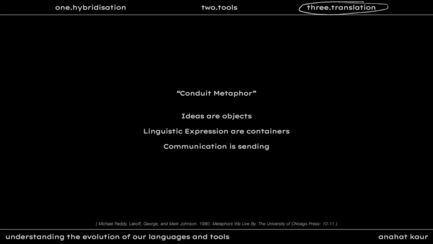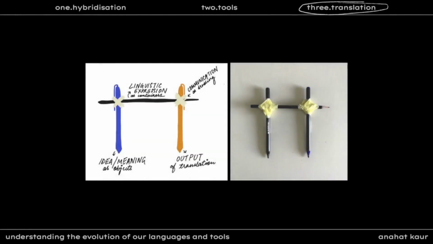To understand this deeper, I decided to deconstruct the conduit metaphor. And this basically made me look at communication as simply a process of translation. In the above figure, you will see the blue pen as an original idea. This idea is translated through a linguistic expression, which is language. This is the conduit. Through this linguistic expression, we get the output, which is the result of our translation.